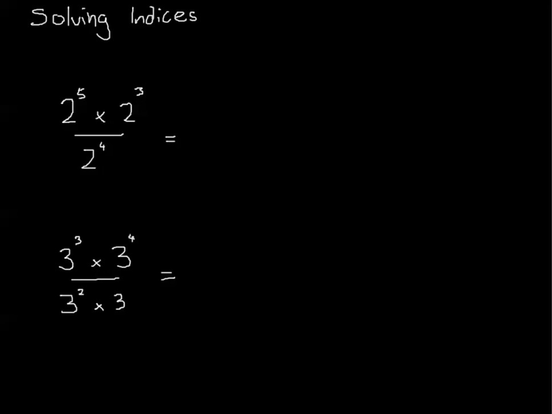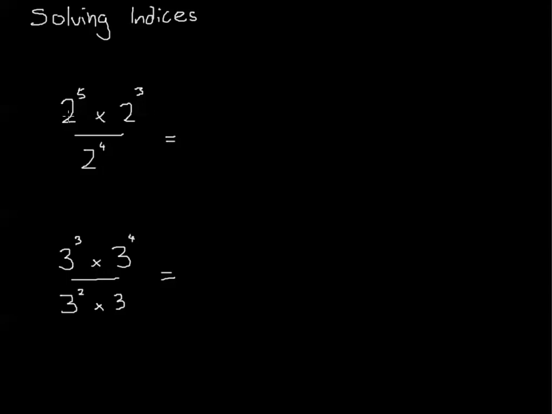Hi. So we're going to be looking at solving indices, putting everything we've learned in the previous videos together and solving some of the bigger questions which you may see in the course. So having a look at this one here, we can see that we've got 2 to the power of 5 times 2 to the power of 3. All of that's divided by 2 to the power of 4. So we need to utilize the rules that we've learned in the previous videos.